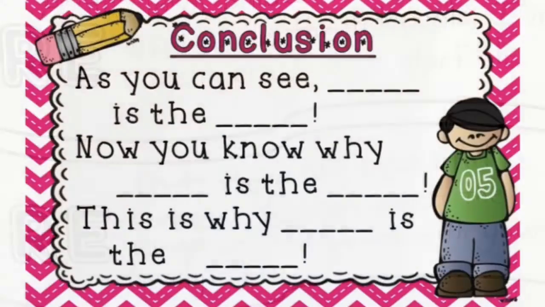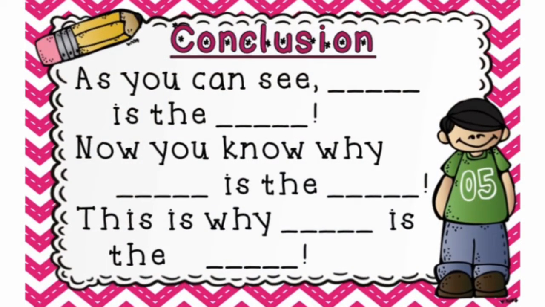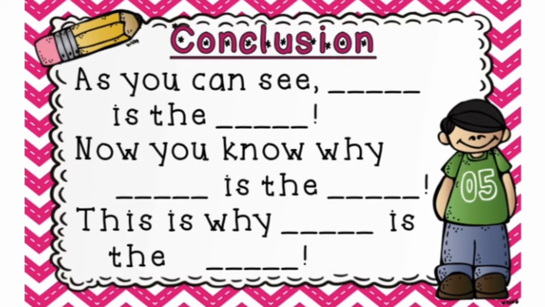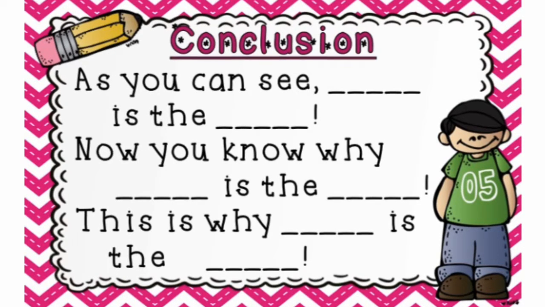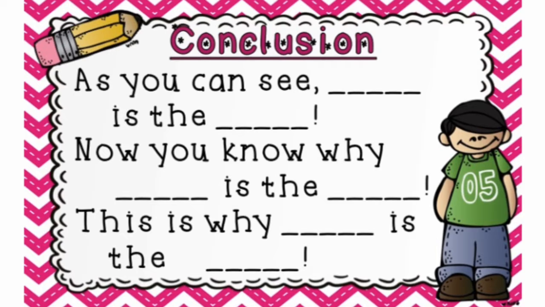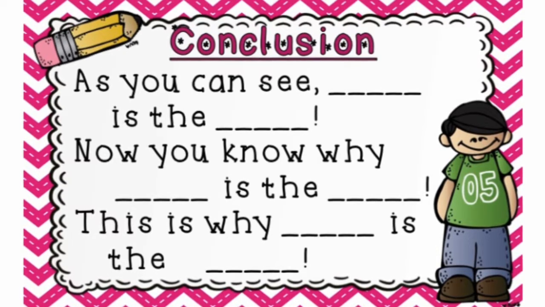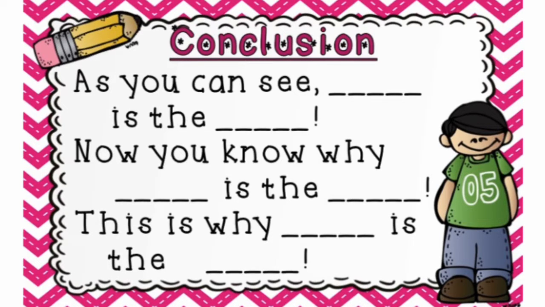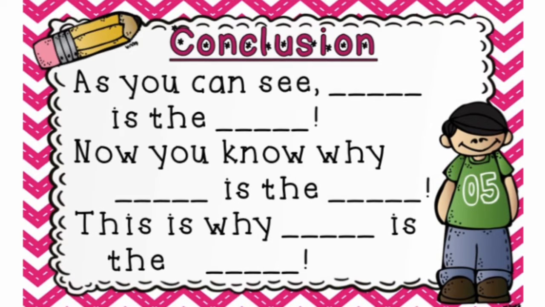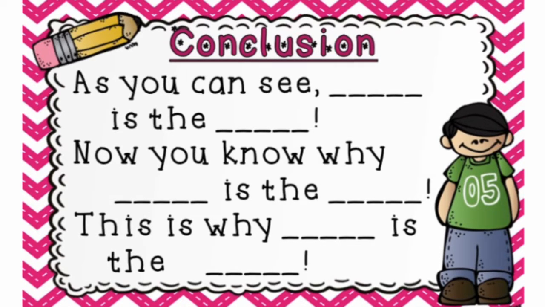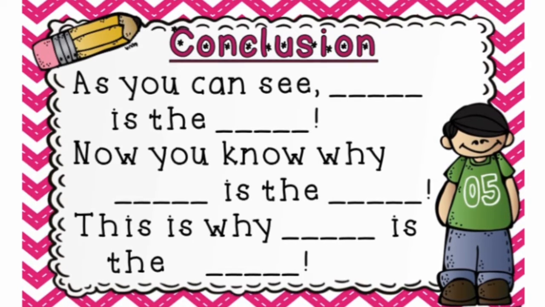The last thing you're going to need to add to your organizer is your conclusion. This is writing your opinion again, but in a different way. You're going to want to use the sentence starters. As you can see, blank is the blank. Or, now you know why blank is the blank. This is why I think blank is the blank. You can use any of these sentence starters to start writing your conclusion.